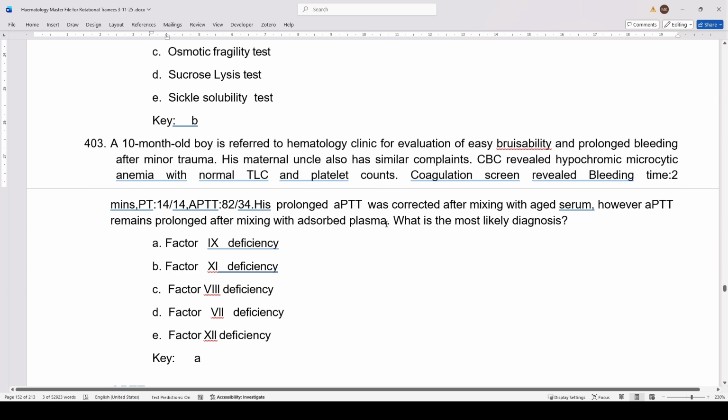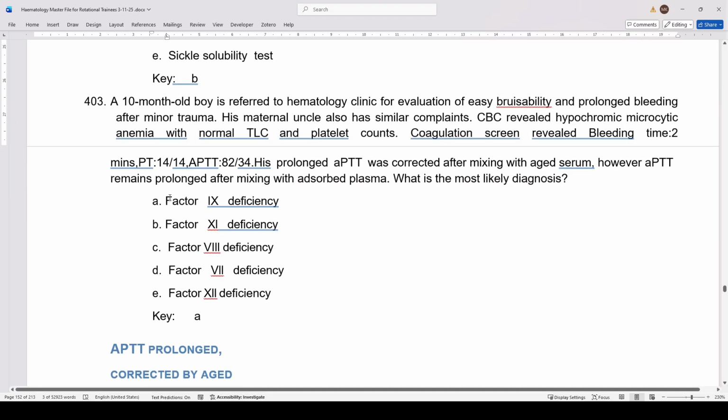It contains factor 5 and 8. So it is not corrected with adsorbed plasma, so it is not factor 8. And it is corrected with aged serum. Aged serum has what? It has vitamin K dependent factors 2, 7, 9, 10. So it is corrected with aged serum and not corrected with adsorbed plasma. So it is factor 9 deficiency. This is factor 9 deficiency.